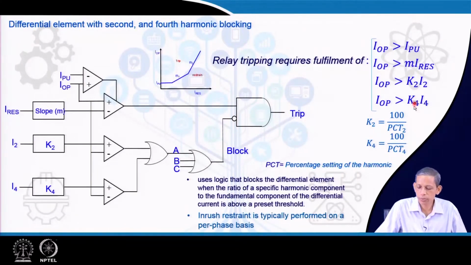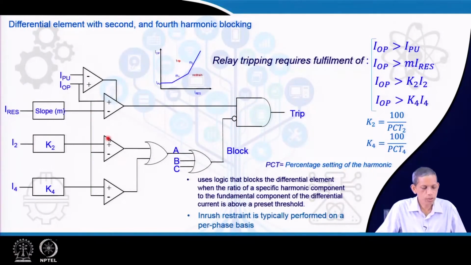How are K2 and K4 decided? K2 is 100 upon PCT2 and K4 is 100 upon PCT4. PCT is the percentage setting of the harmonic component, and these are typically set as PCT2 at 20% and PCT4 at 10% or so. That is about the usage in these schemes.